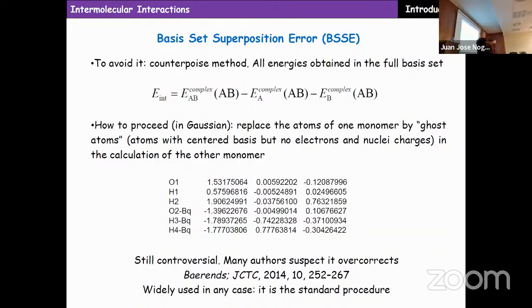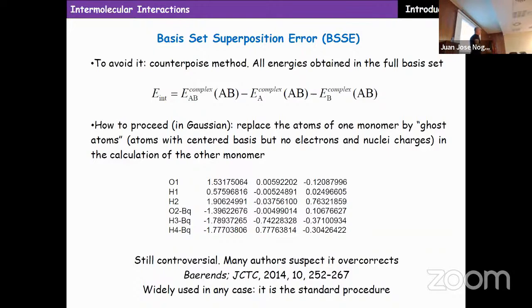The basis set superposition error always gives us an interaction energy lower than the real interaction energy, a more stable complex than the complex without a basis set superposition error. And in this case, we obtain with the counterpoint method an interaction energy slightly larger, so a slightly less stable complex than the real one.